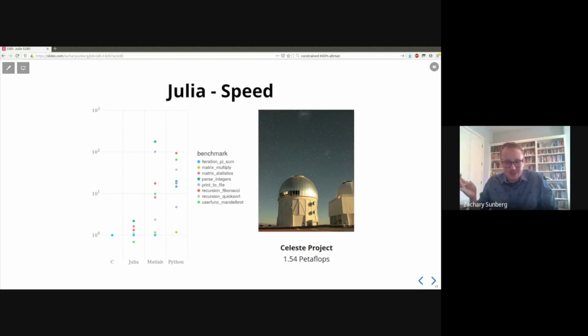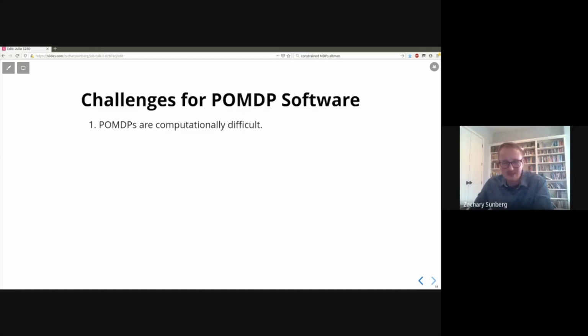I won't go too much into the details, but if you're here, you've probably seen the benchmarks that say that Julia has performance comparable to C. In my experience, it actually usually ends up performing better because it allows the programmer to iterate so quickly that they can try out different ideas that they wouldn't have had time to try. And the other evidence of this is the Celeste project, which put Julia in the petaflop club alongside C and Fortran, et cetera. So that is a good thing for handling the first challenge of writing POMDP software.